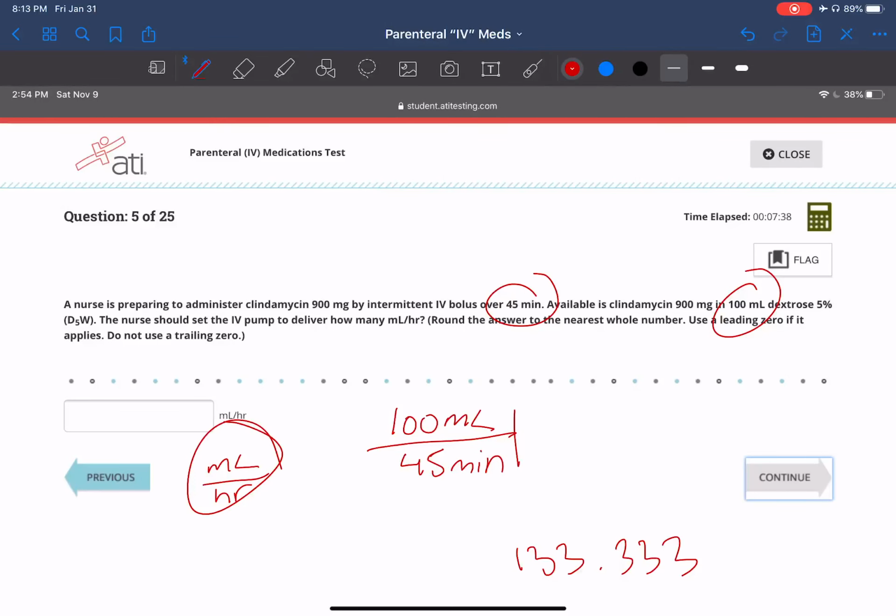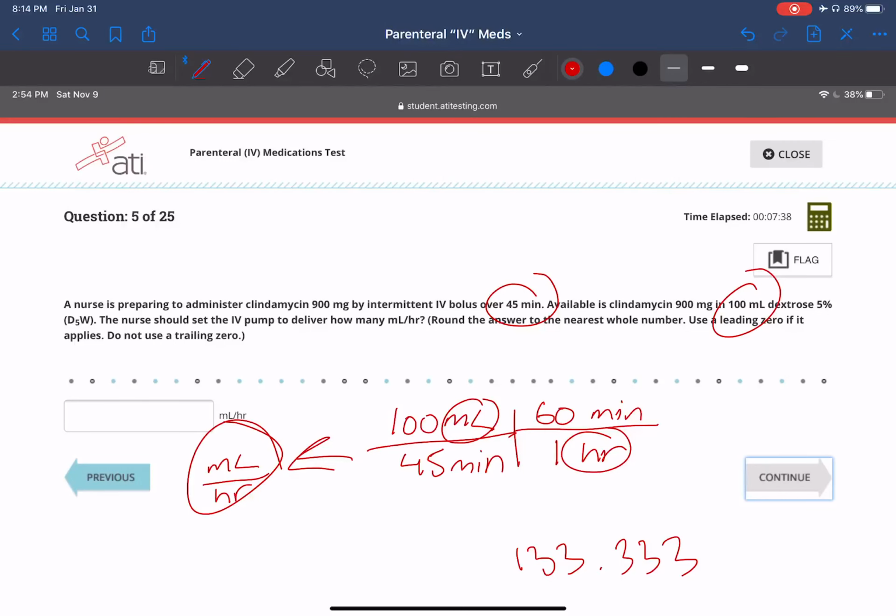So, but we need to change that minutes to an hour. And there are 60 minutes in 1 hour. So now we have ml over hour. So let's do that math really quick. Multiply across the top, divide by the bottom.